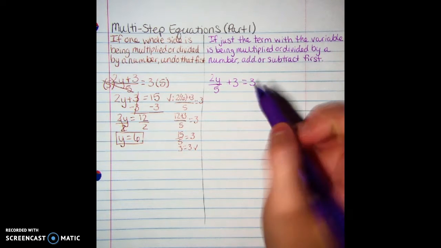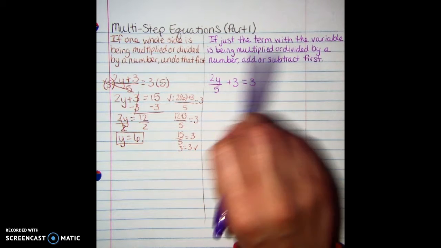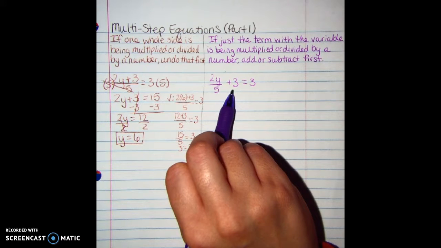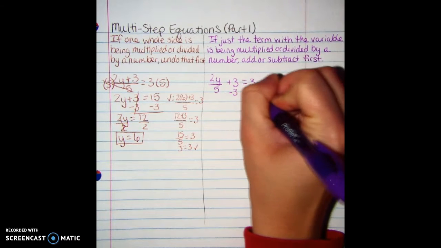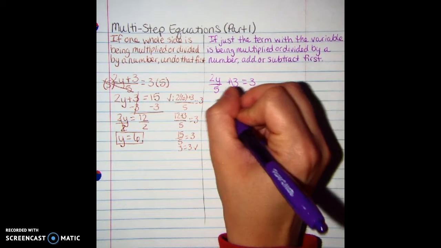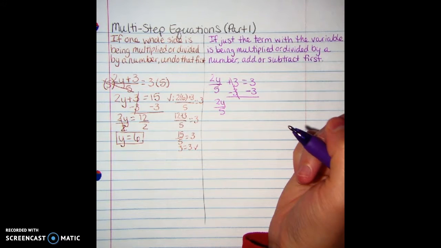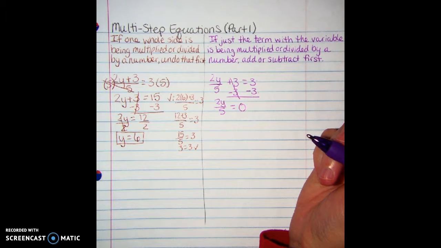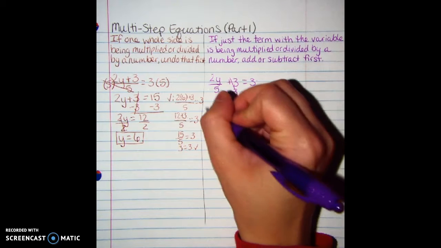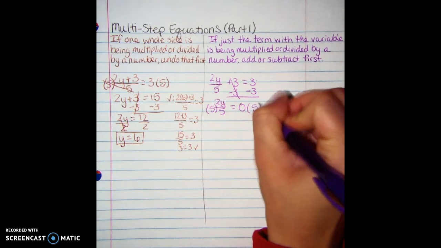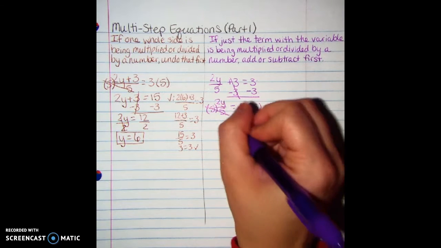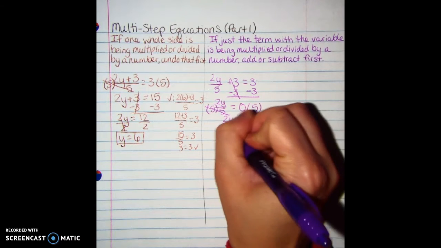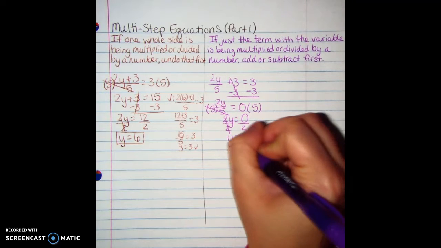Now let's solve the one on the right-hand side. This one says if just the term with the variable is being multiplied or divided by a number, add or subtract first. So this is plus 3, so I'm going to subtract 3 first. That leaves me with 2y over 5 on the left-hand side equals 3 minus 3 is 0. Now I need to undo that dividing, so I'm going to multiply by 5. Those cancel out. That leaves me with 2y equals 0 times 5 is 0. Divide by 2, y equals 0.